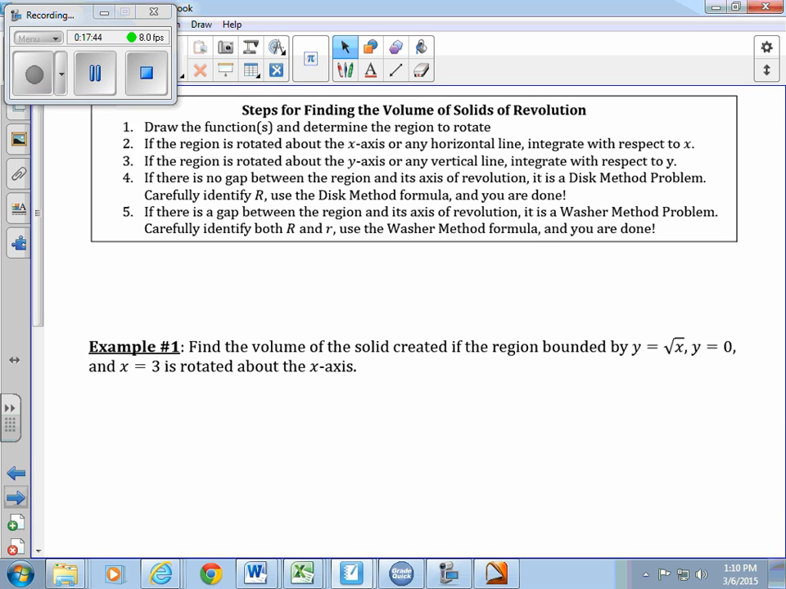If it's a disc problem, find R, use the disc method, you're done. If it's a washer problem, you have to identify capital R and lowercase r, big R and little r, big radius and small radius, and then use the washer formula, and then you're done.